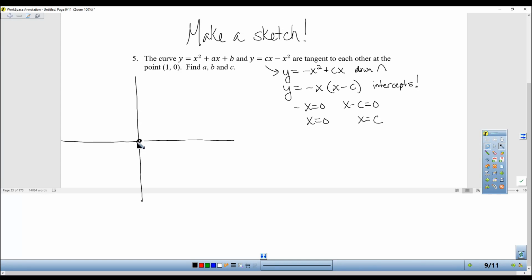So this is great. Now I know that 0 and c are where this downward parabola is going to go. But I didn't even get to the third piece of information yet. They're tangent at the point 1, 0. Well, if 1, 0 is on this parabola, this must be the point 1, 0. So now I know what c is. So c must be equal to 1 because I already know the intercepts.